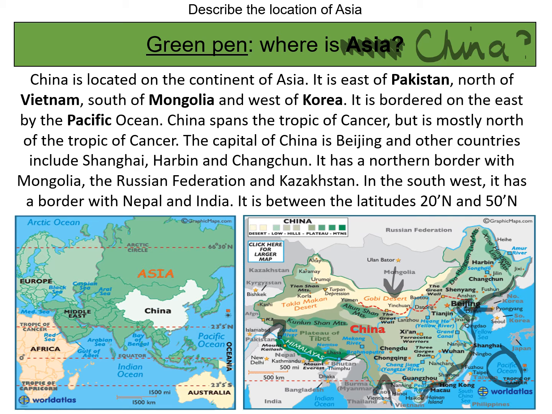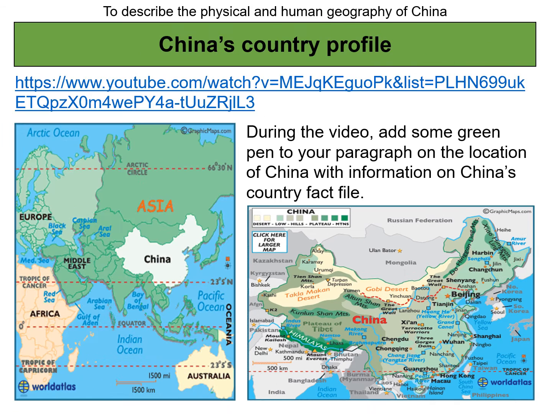China spans the Tropic of Cancer, but is mostly found north of the Tropic of Cancer. So remember the Tropic of Cancer is this little dotted red line. The capital of China is Beijing, and remember we know that from the star, which is there. It has a northern border with Mongolia, the Russian Federation and Kazakhstan. In the southwest, it has a border with Nepal and India, and it is between latitudes of 20 degrees north and 50 degrees north. So make sure, please, you've added in any information that you missed out, and then we'll move on to the next activity.